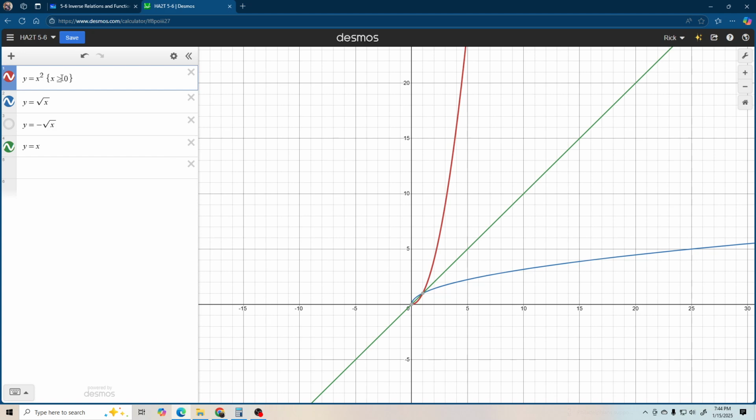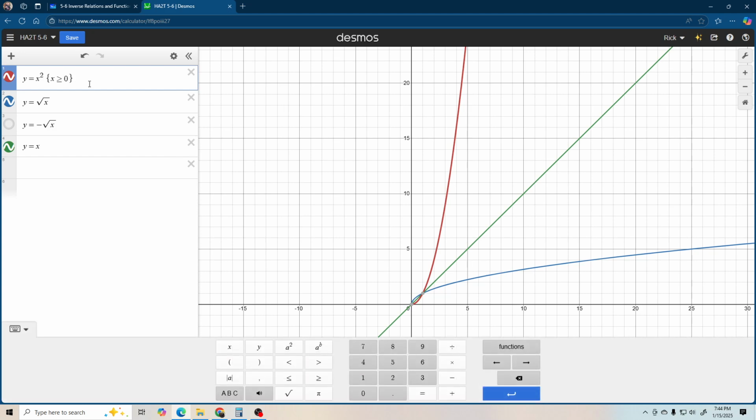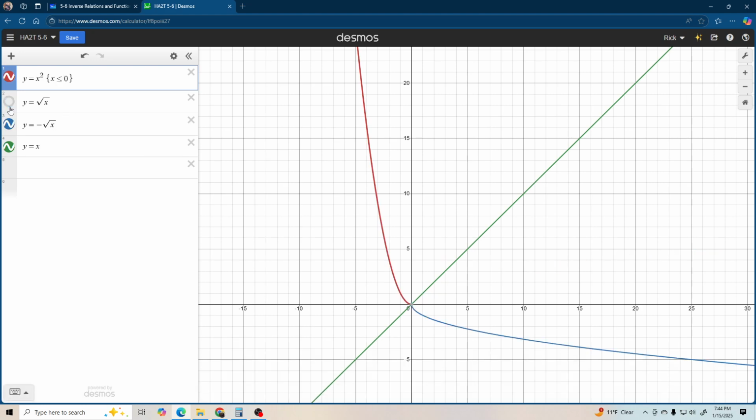Now let's just see what happens if we restrict this the other way, right? So this is plus or minus, or this is greater than or equal to 0. So let's try less than or equal to 0. Okay. So now let's just do the negative side. This also looks like they're inverses, right? Well, they are. And do these pass the vertical line test? Yes, they do. So we could restrict this.